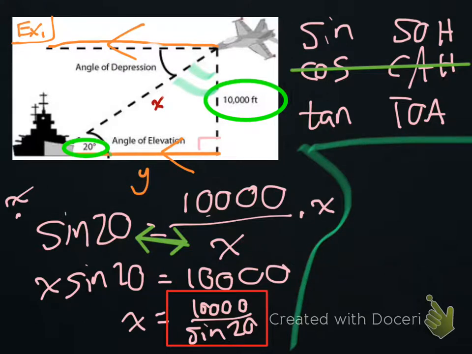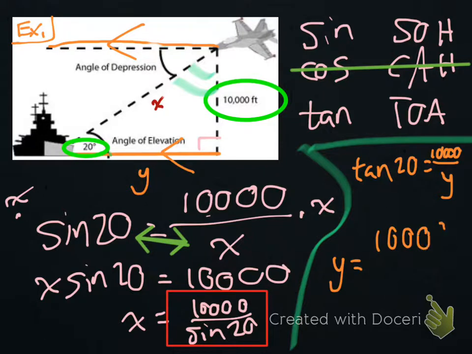Tangent of 20 equals what? Tangent is opposite over adjacent. What's the opposite? The opposite is 10,000 over the adjacent leg, which is y. So if I want to solve for this, again, as you noticed before, the y and the tan 20 should just switch places, and you get y equals 10,000 over tan 20.